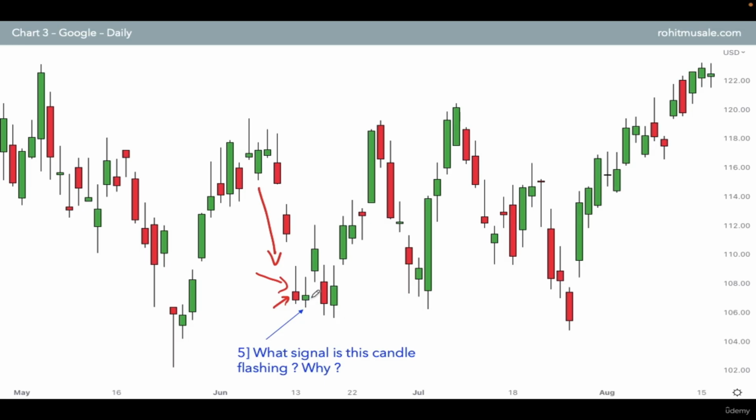It's giving us confirmation for the inverted hammer, just like you need confirmation for a hanging man. You need the next candle after the hanging man to close below the close of the hanging man. So it's flashing a buy signal. Okay? It's confirming the bullish implication of the inverted hammer.